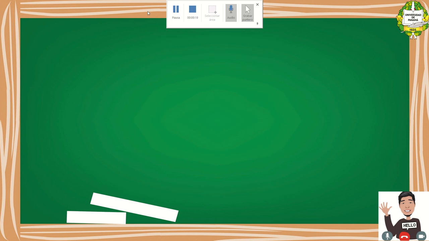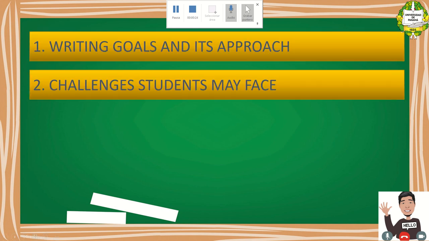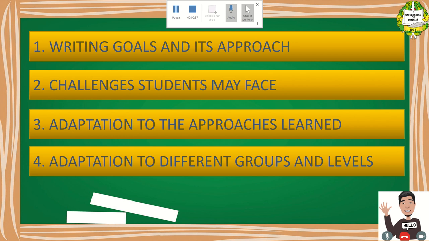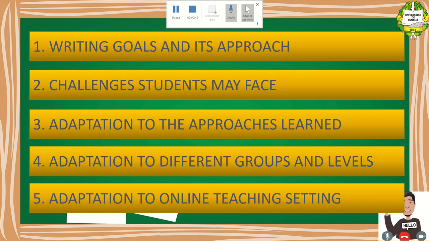So, based on the assignment provided, I'm gonna talk today about different aspects. For instance, I will talk about the writing goals and its approach. I'm gonna talk about the challenges that the students may face during this activity. And I'll talk also about the adaptation to the approaches learned, the adaptation to different groups and levels, and of course, the adaptation to online teaching strategies.